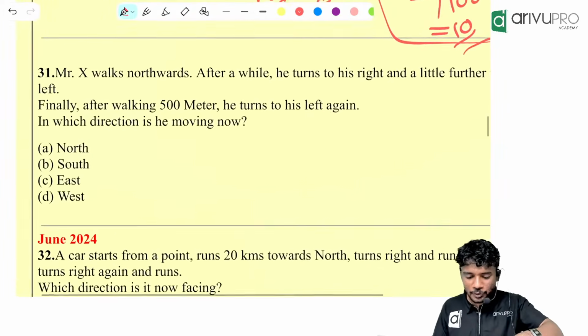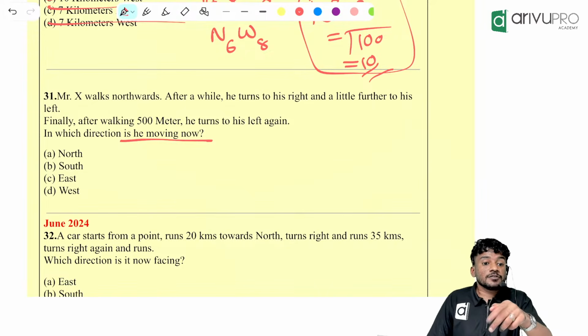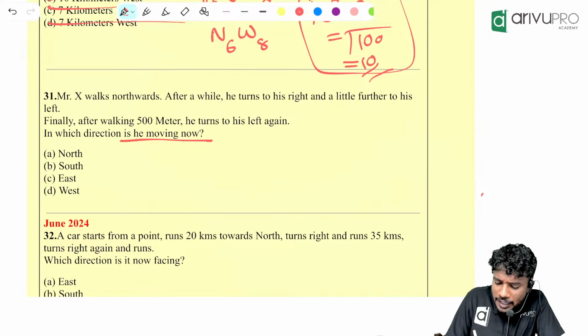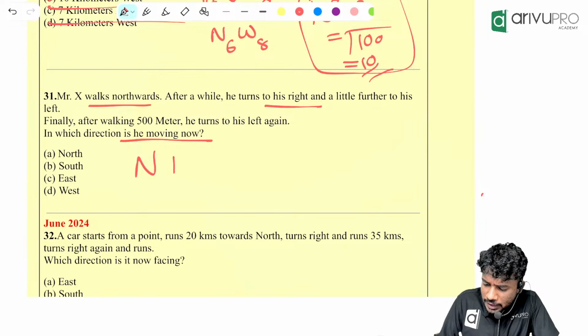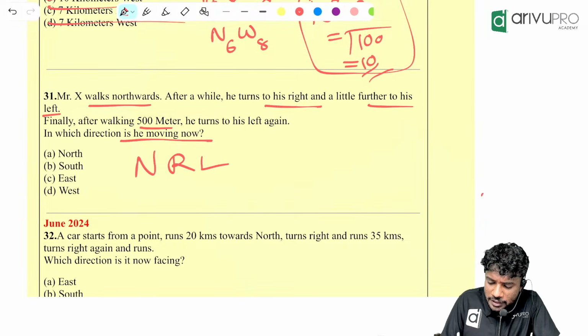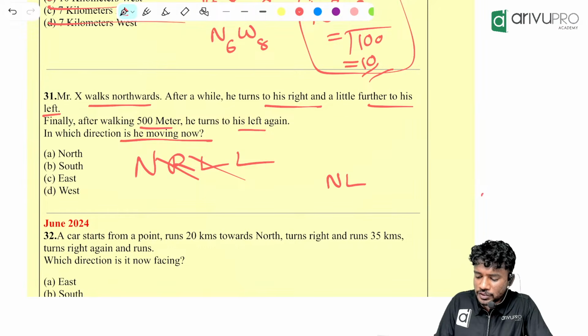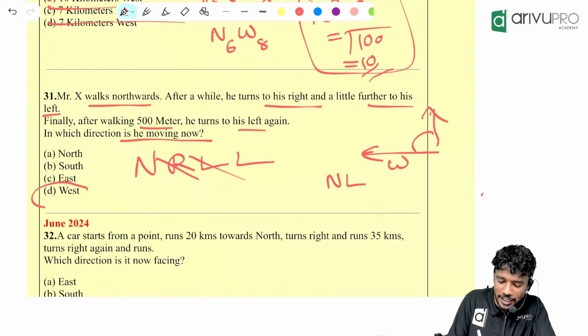Then next question. Which type is this? He is moving now, which direction is he moving? First type of question we have done in class. Mr. X walks northward. North is the initial direction. He turns to the right and further to the left. Finally, he walks 500 meters and takes a left turn. People, right and left could cancel. What is remaining? North, left is remaining. A person looking north, left of north is what, people? West direction. Which option is the answer?